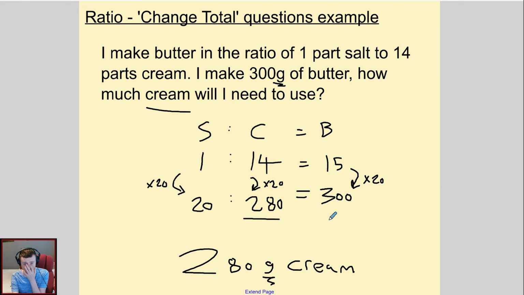280 grams of cream. Okay, that is my answer. That's how this is going to work. Remember, for this one, it's the relationship between the old total, what it used to be, and the total that we're looking for. In this case, 300.